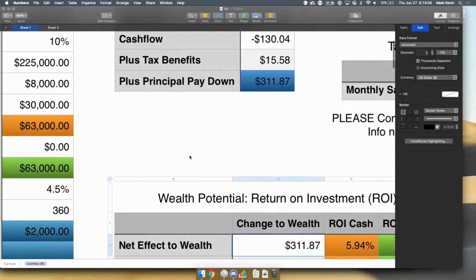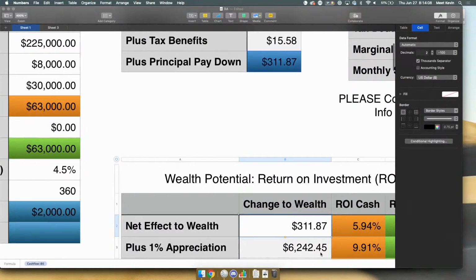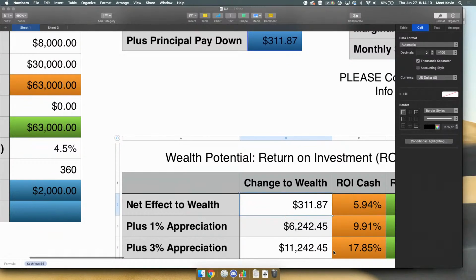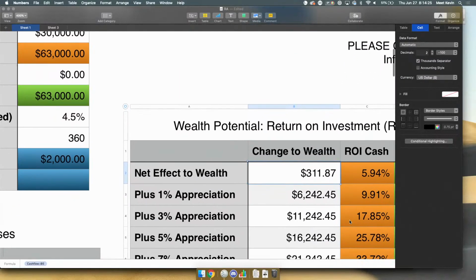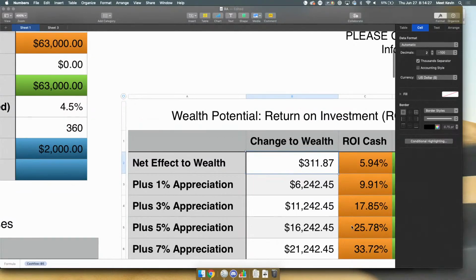So here you go. That's that $3,600, that 5.94%. Here's that 1% appreciation built in. If we add that 3%, look at that, 17.85%. Now, this is really just to give you an example of the power of real estate, and it gets ridiculous. If I keep scrolling down, it really just gets ridiculous because look, you add 5% appreciation, or you're in a crazy market or whatever, your wealth potential goes nuts.